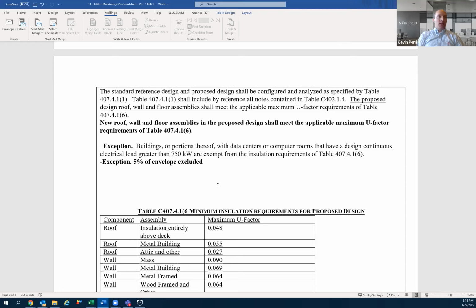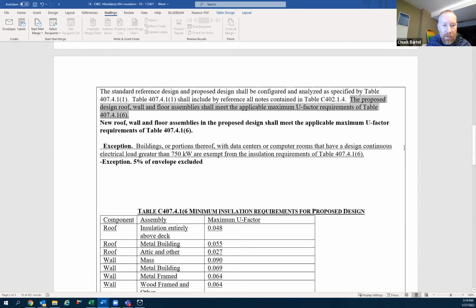So there is a motion on the table to modify this proposal as written on the screen currently. Chuck, do you have anything you want to add? Yeah, let me add, because I don't know where Sean intended that sentence to go, but I think it could actually almost replace the final sentence of the code section, the underlined portion. The proposed design roof assembly shall meet the applicable U-factor requirement in the table. If we just replace that entire sentence with that new roof, wall, and assemblies, I believe that's what Sean is intending, but I'm not positive. And I like this change better instead of creating an exception.